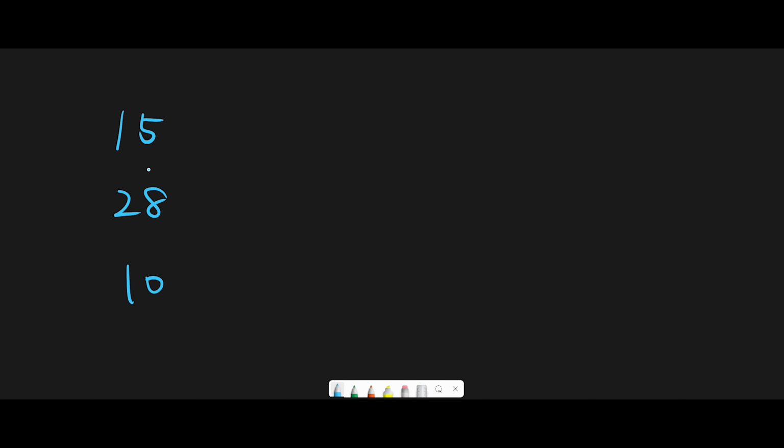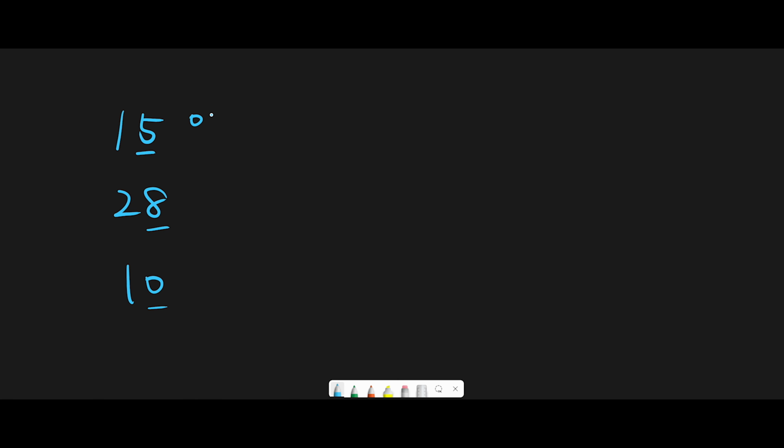Okay, first point is how do you obtain the digit in the ones place? So there are 3 numbers, 15, 28, 10. In this case, the ones place is 5 or 8 or 0. So how do you get these numbers? My strategy is to use the remainder after dividing by 10.